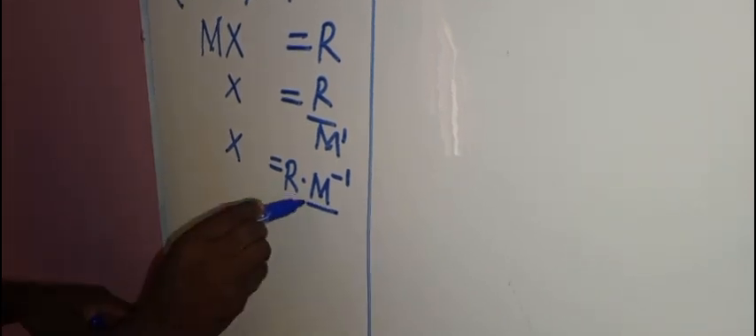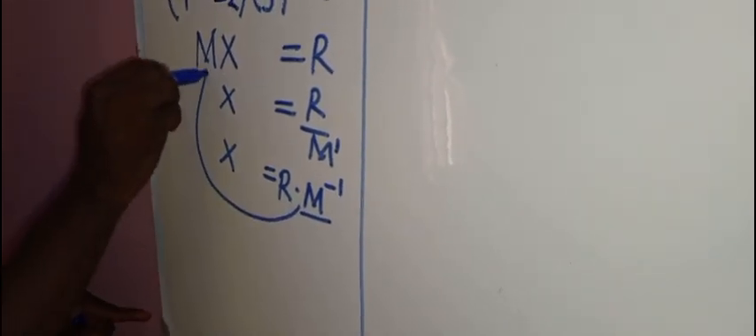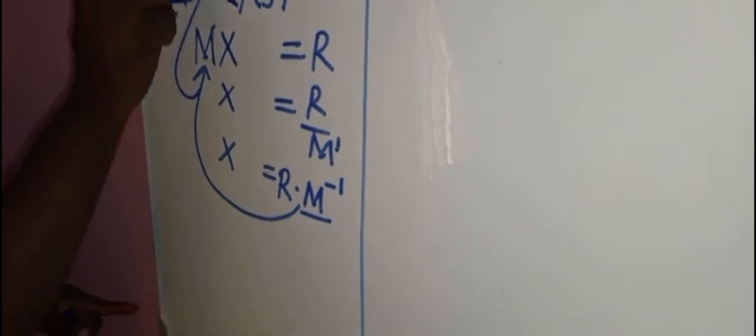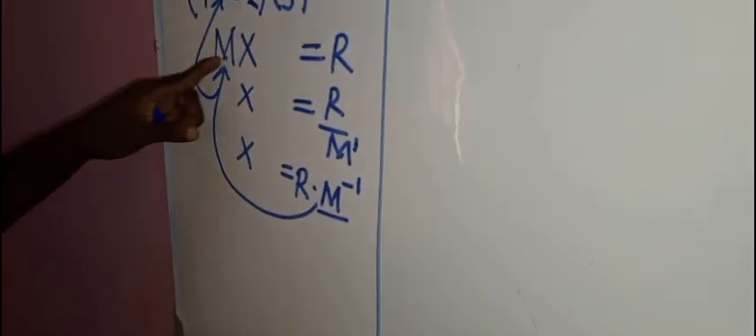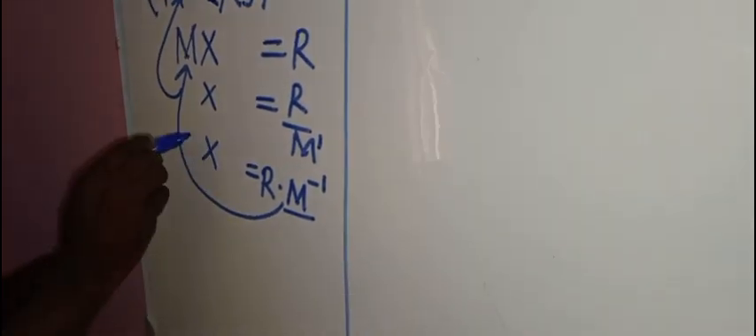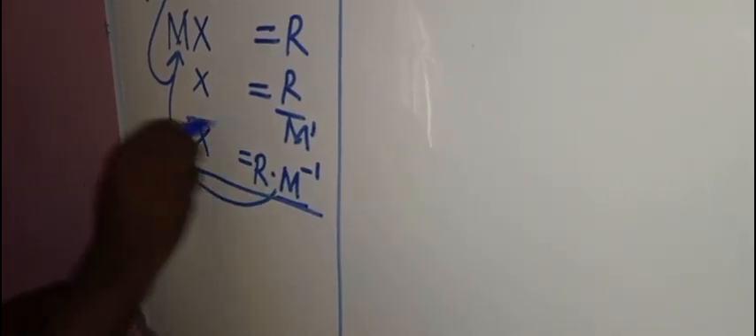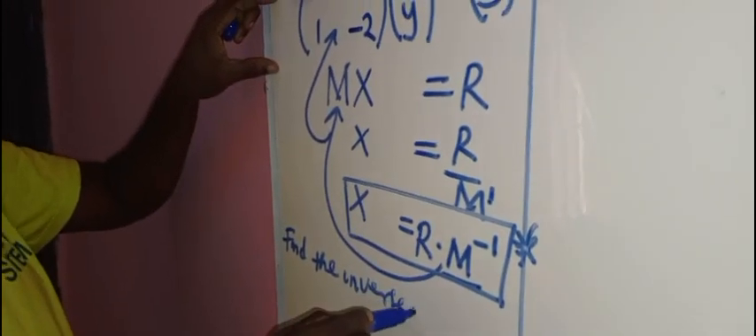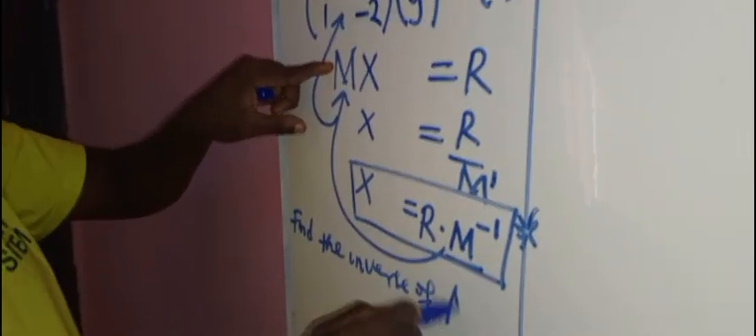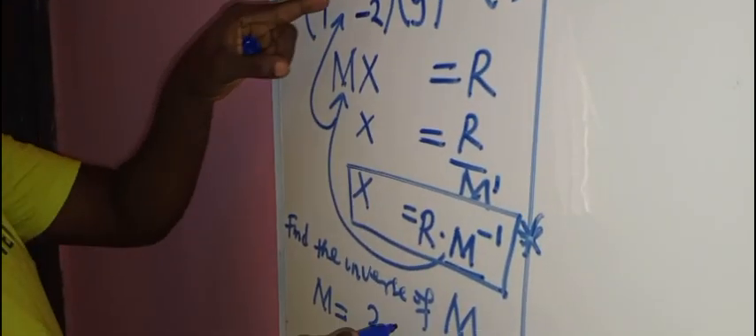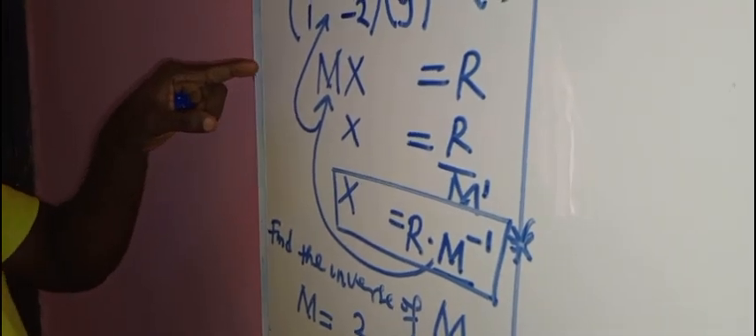It means that I need to find the inverse of this M. I know that this M represents this matrix. That means I need to find the inverse of it. So then I will come back to this formula later. Don't forget that I will come back to this. These are major formulas. Then I need to find this inverse of M. So the second step is to find the inverse of M. Now M is what? Our M is 2, 3, 1, minus 2.